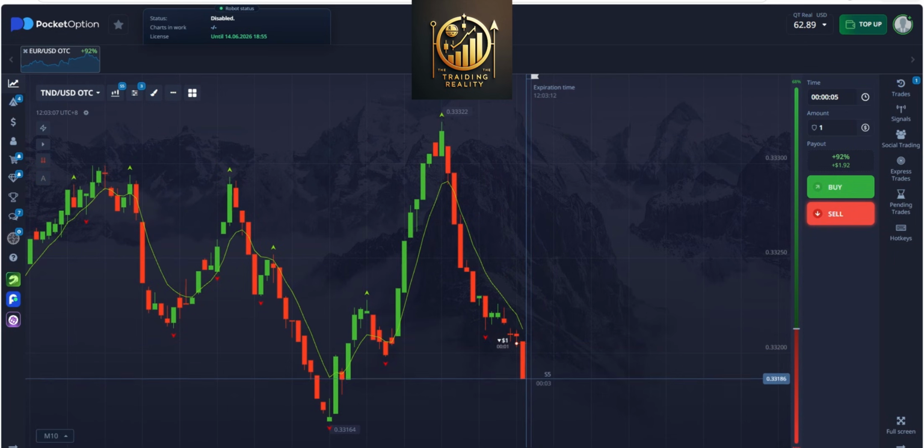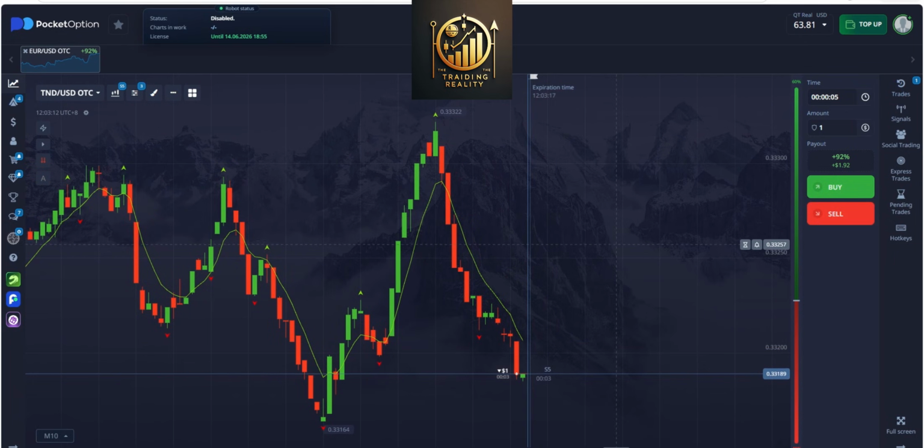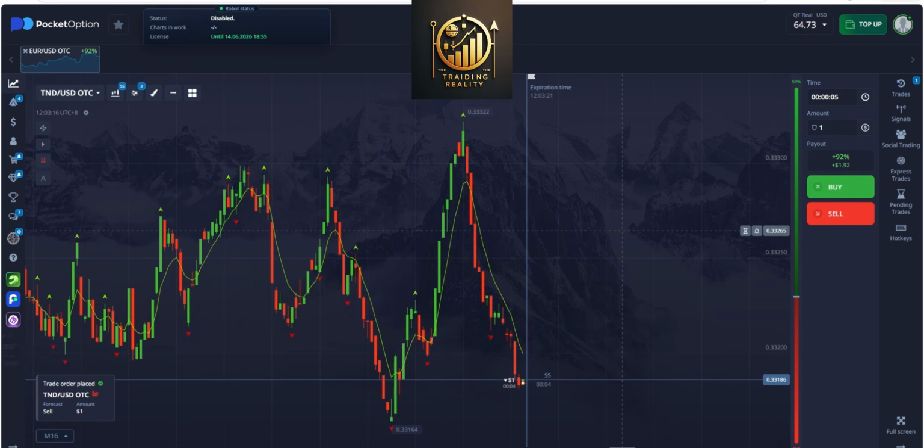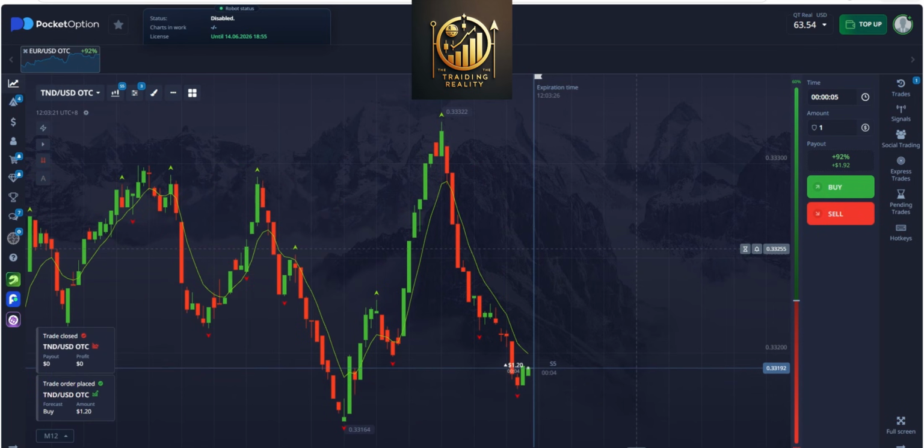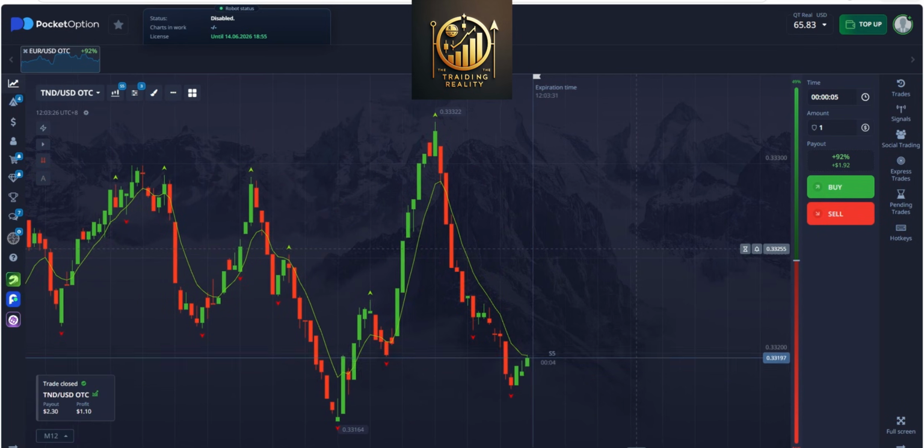If the first trade is a loss, the bot will automatically continue trading using the configured Martingale sequence until a winning trade is achieved or all Martingale steps have been completed.